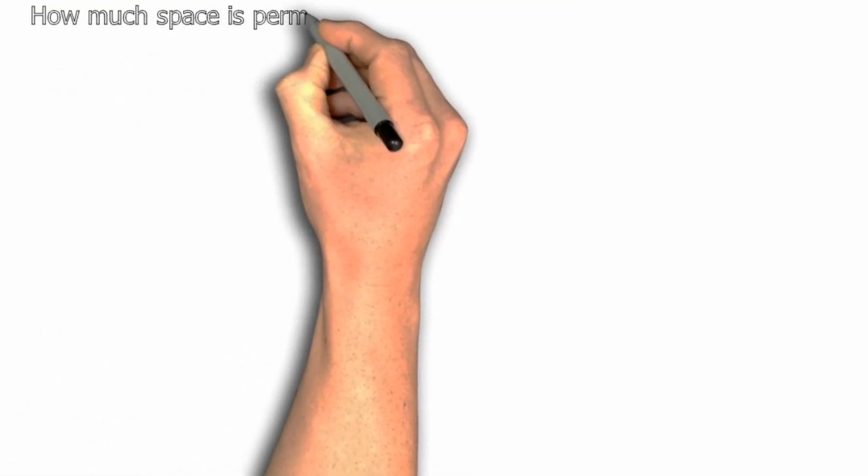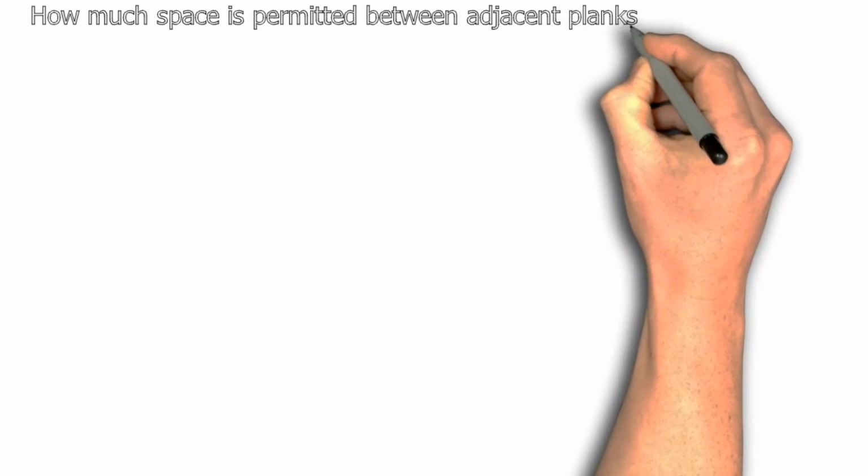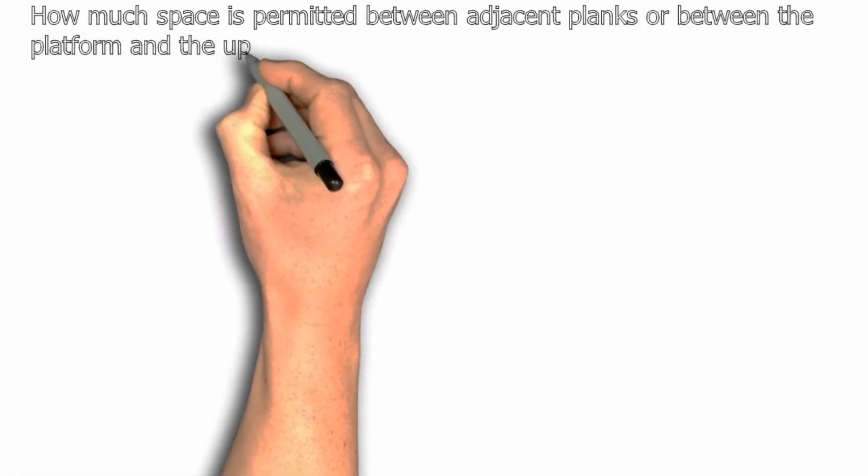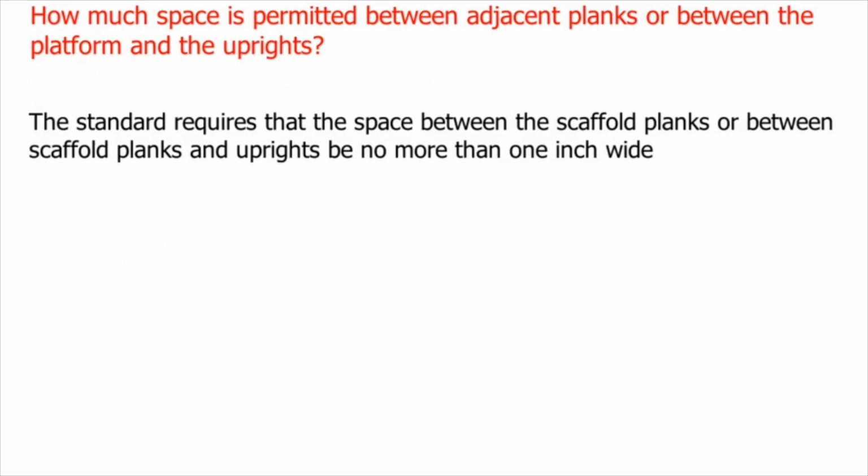How much space is permitted between adjacent planks or between the platform and the uprights? The standard requires that the space between the scaffold planks or between scaffold planks and uprights be no more than 1 inch wide.